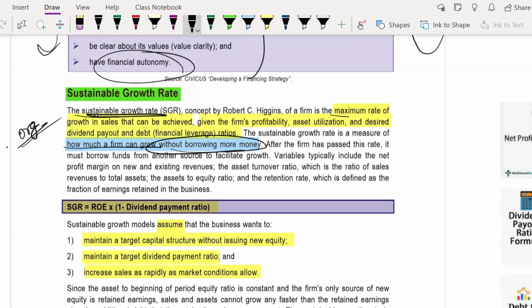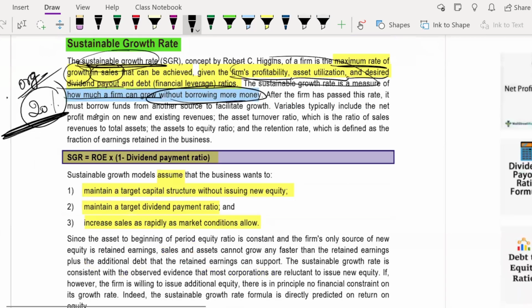Sustainable growth rate is the maximum rate at which your growth in sales can be achieved, 20% only, keeping in mind your profitability, asset utilization, desired dividend payout and debt. Keeping all of these in mind, you arrive at a ratio known as the sustainable growth rate, which will help you stay alive and keep your firm a going concern in the long term. So 20% you can grow in sales every year, keeping in mind all the other factors also. In simple terms, it is how much a firm can grow without borrowing more money.